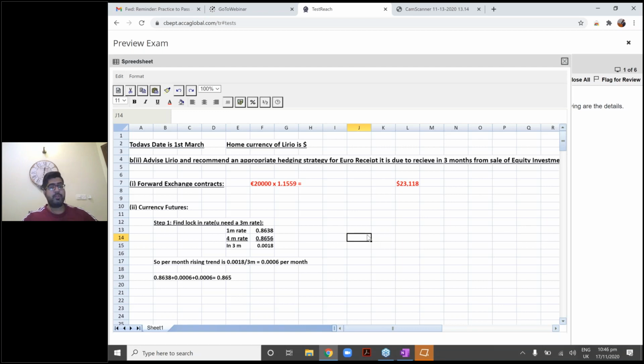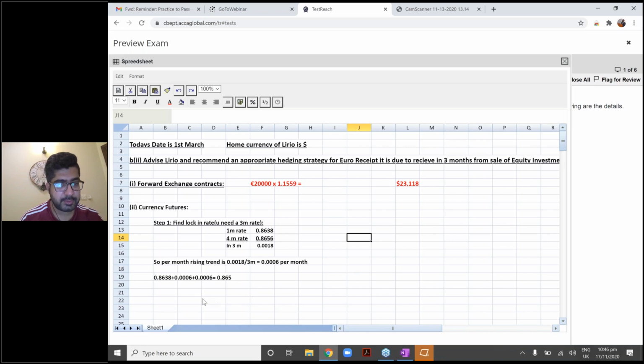This is how you need to find the lock-in rate. The given rate for 30th March 1 month and 30th June 4 month was rising by 0.0018 in 3 months, so per month it was 0.0006. You take the 1 month rate, it's rising, so increase it by 0.0006 to get to 2 months, and in 3 months it is 0.865.